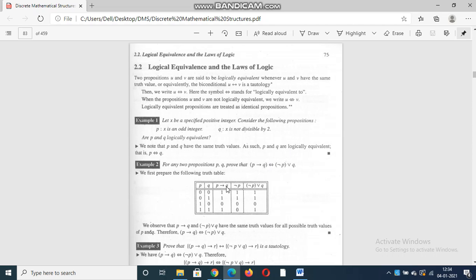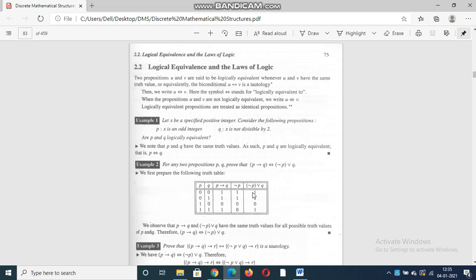For example, observe here P implies Q and negation P. I conclude P implies Q as U and negation P as V. Observe the truth table of U: 1, 1, 0, 1. This is V. Checking the truth table, up to here 1, 1, 0 it is the same, but here it is 1. So both truth values are not equal, hence it is not logically equivalent.